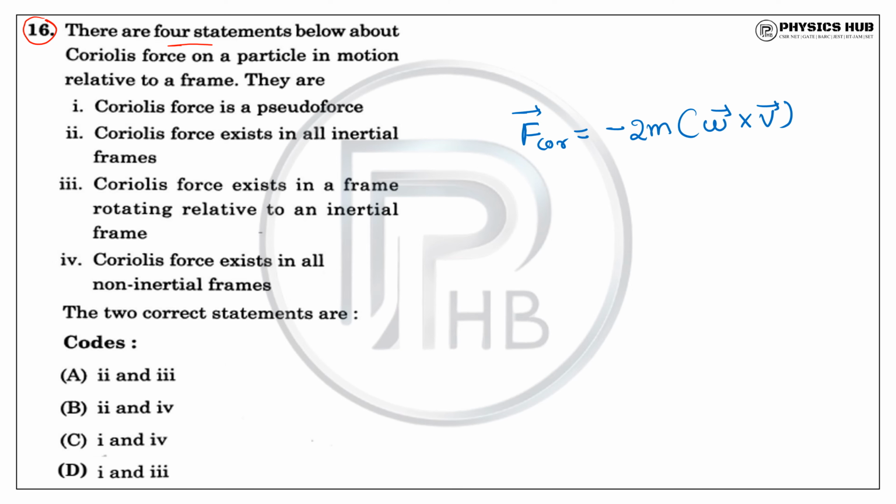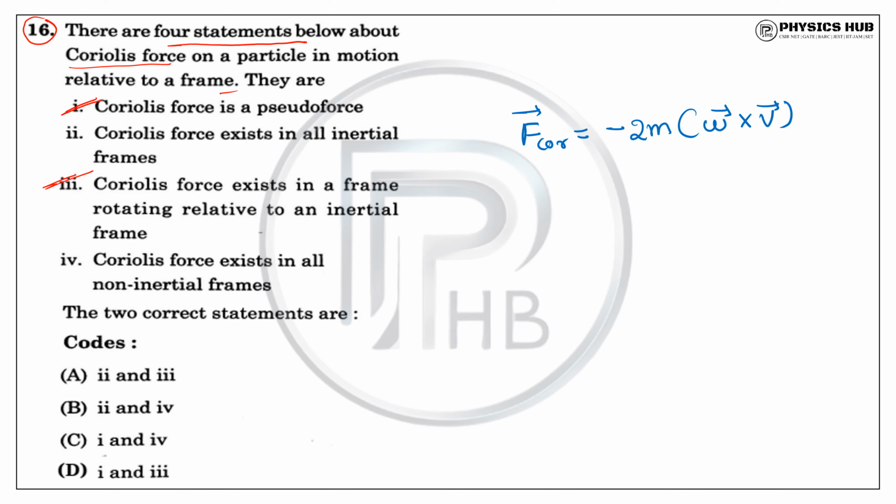Next, there are 4 statements about Coriolis force on a particle in motion relative to a frame. They are: Coriolis force is a pseudo force. Coriolis force exists in all inertial frames. Coriolis force exists in a frame rotating relative to an inertial frame. Coriolis force exists in all non-inertial frames. So here Coriolis force is a pseudo force, so the first point is correct. Next, the Coriolis force exists in a frame rotating relative to an inertial frame. This is also correct. And Coriolis force arises due to the rotation of the Earth.